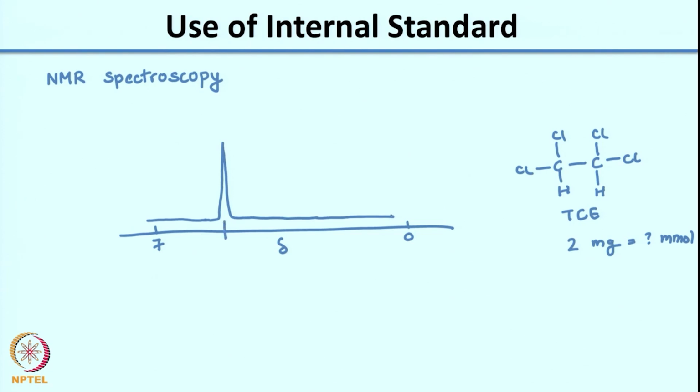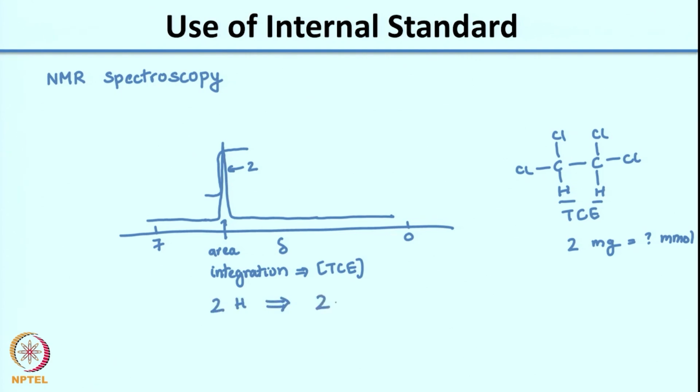Now the area under the curve corresponds to concentration, or integration. So based on the integration value, say I set the integration of this to be around 2. So this corresponds to 2 protons. So 2 protons corresponding to an integration of 2.